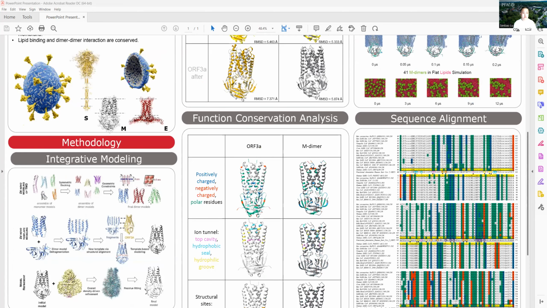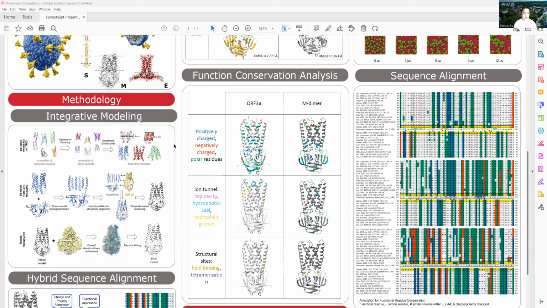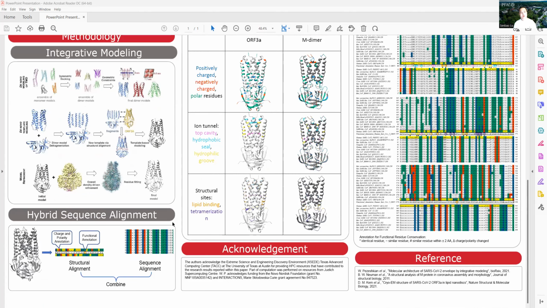This is our integrative modeling procedure, where we have the de novo modeling of the transmembrane domain. From our de novo model, we applied a template modeling from the fragments of ORF3a to improve our model. And finally, we run an all-atom simulation to do model refinement and got our final structure.